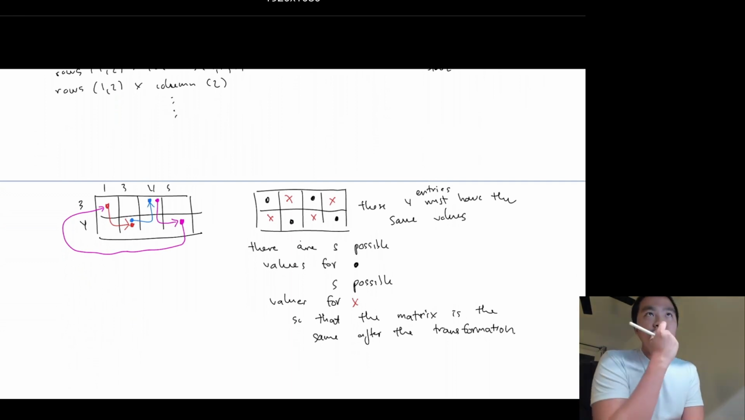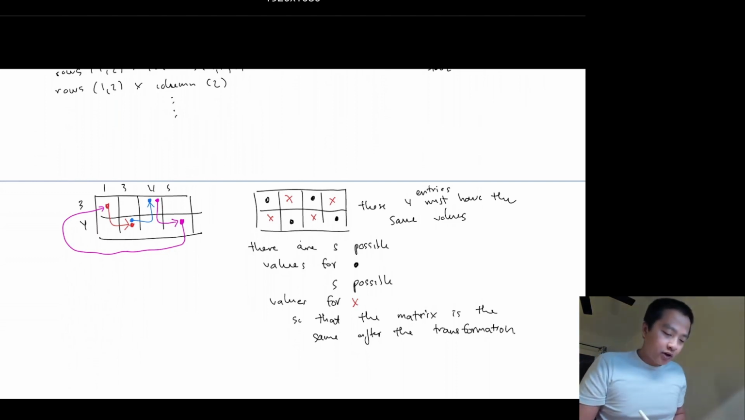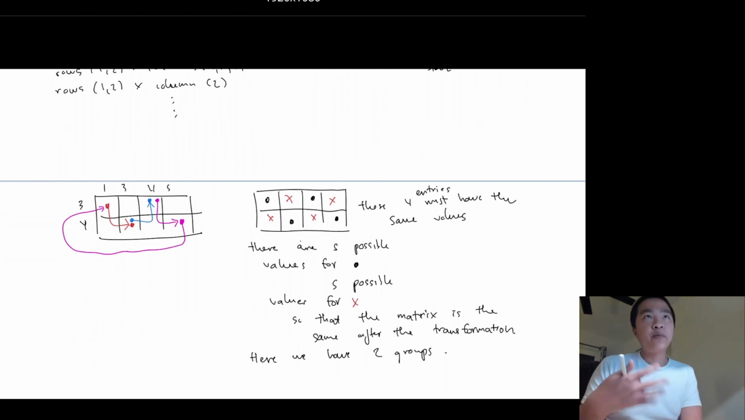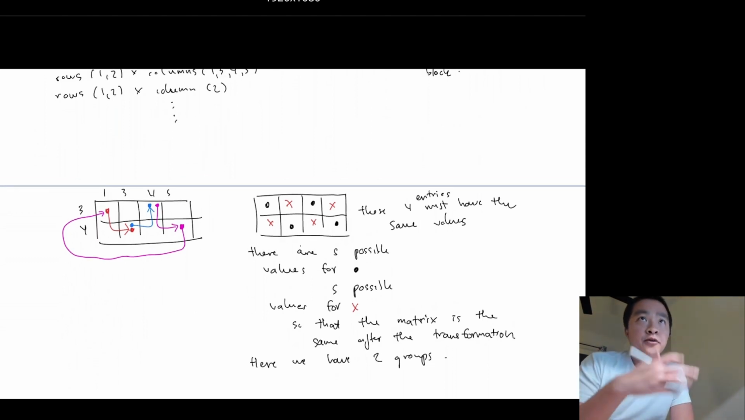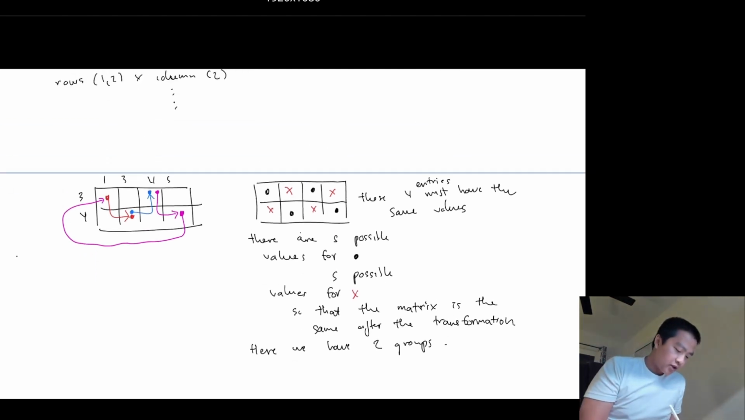Okay, and you need to do this for every block, every one of these 6 blocks. Now, within each block, how do you know how many groups there are? Here you have 2 groups, right? So how do we tell how many groups we have within each block? How do we compute the number of groups within each block? Okay, so think about this.